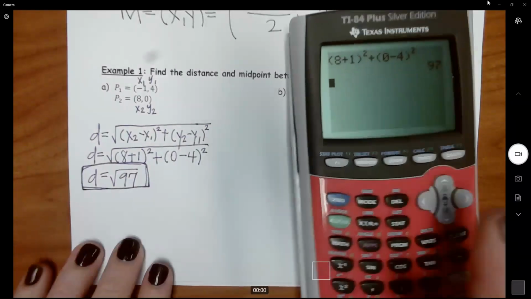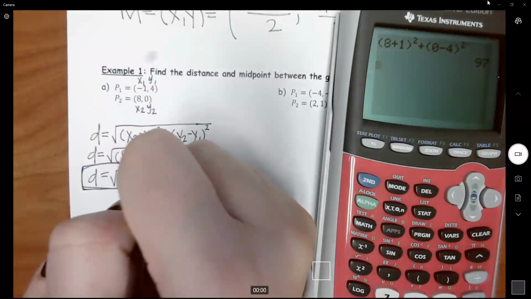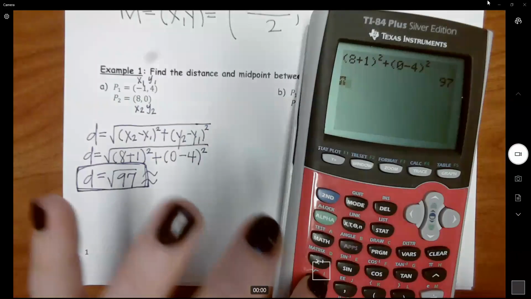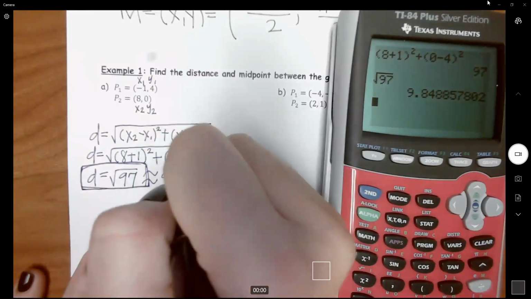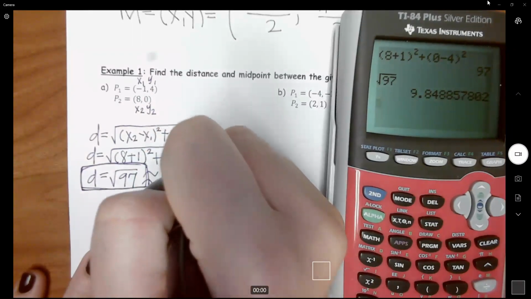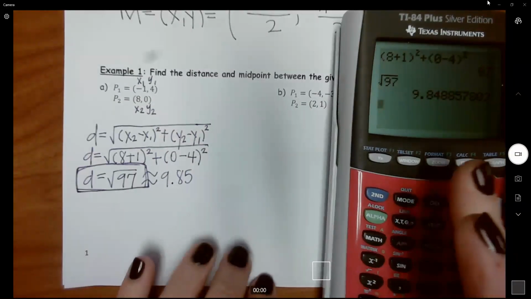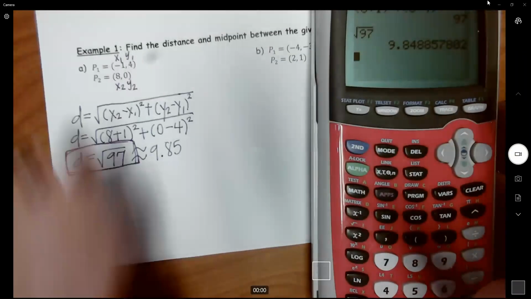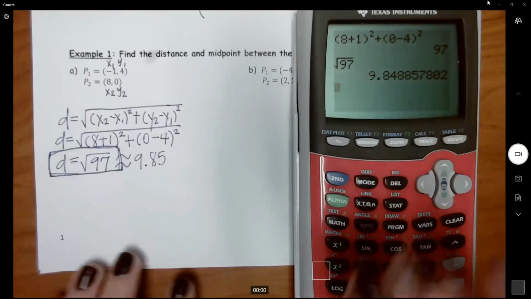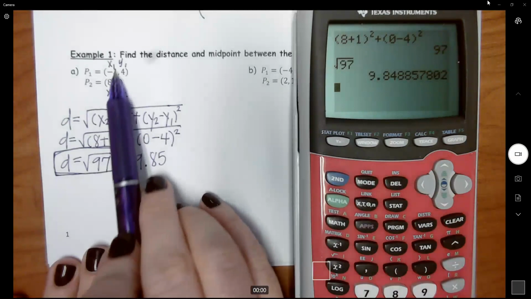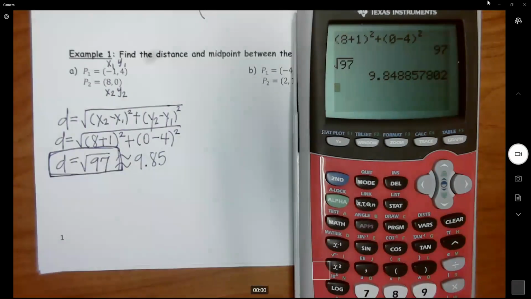Okay, and if we wanted an approximation, right, we could put that in our calculator. And so that's about 9.85 units away. That's how far these two ordered pairs are away, about 9.85 units away.